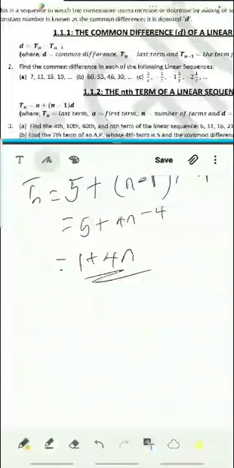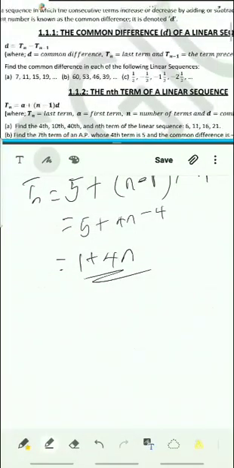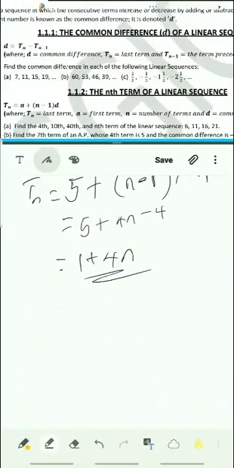Now, what is the common difference D of a linear sequence? You need to know what the common difference is of any linear sequence.